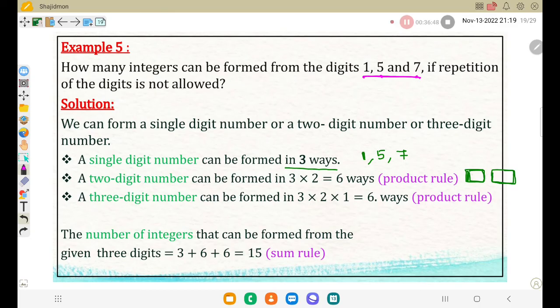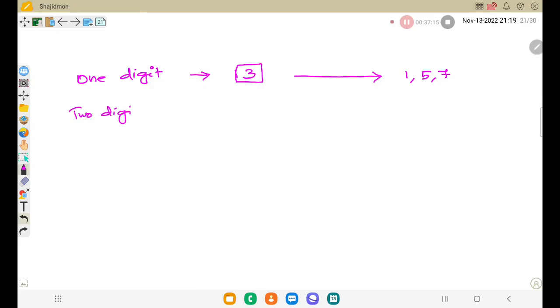I can show you. 1 digit number. What are the 1 digit numbers? 1, 5 and 7, correct? Only 1 digit, correct? How many possibilities have? 3 possibilities, correct? 3 ways we can form. So what are the 3 ways? 1, 5 and 7. Now 2 digit number. How many numbers can we form? The number should have 2 digits, first digit and second digit.